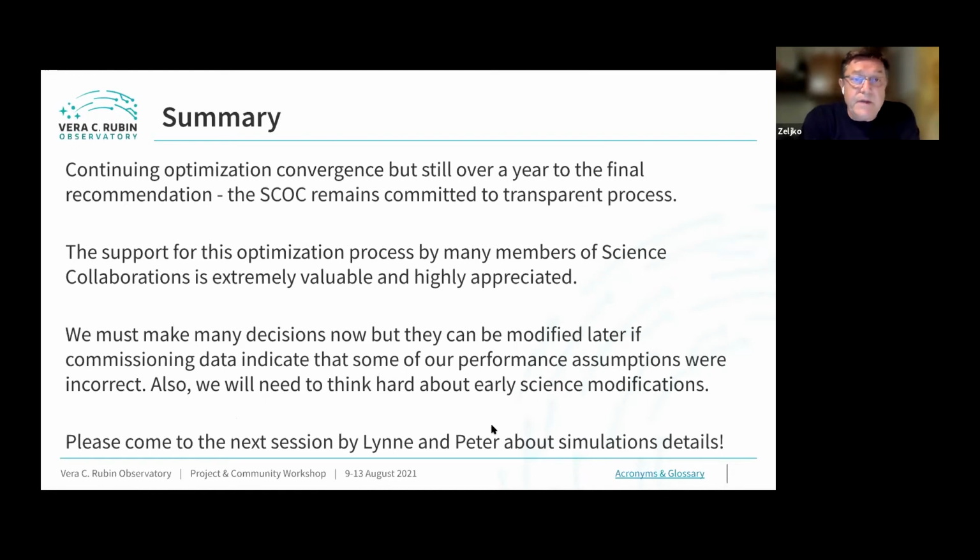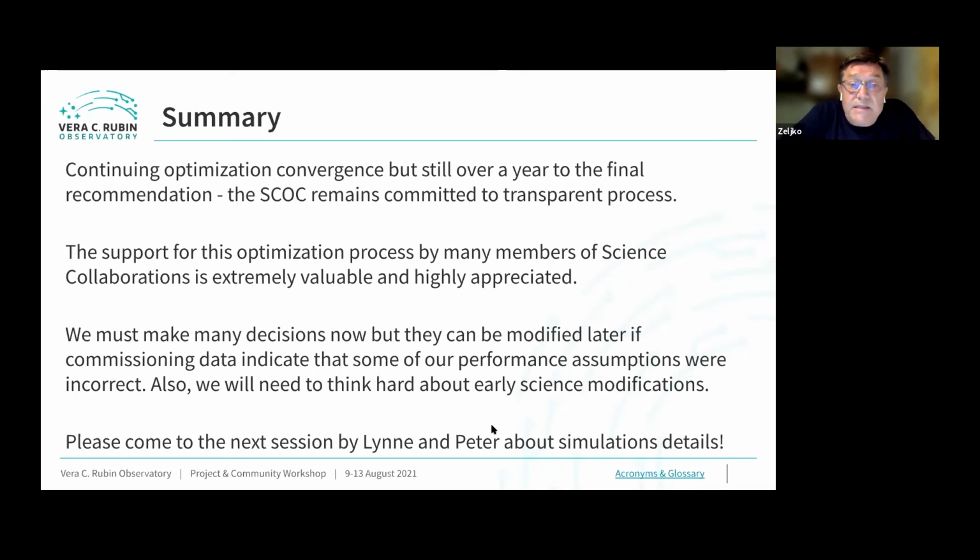So let me summarize here, and then I will stop sharing and will invite Federica to tell us about her efforts to publish Cadence Notes. So we are still optimizing the cadence. We are decreasing the radius of convergence. We believe we will converge by the end of the next calendar year with the final recommendation. But it is fundamentally important to remember that this whole process is dependent on inputs that we are getting from our stakeholders, from science collaborations, from the 1,000+ people interested to make LSST as good as it can be.